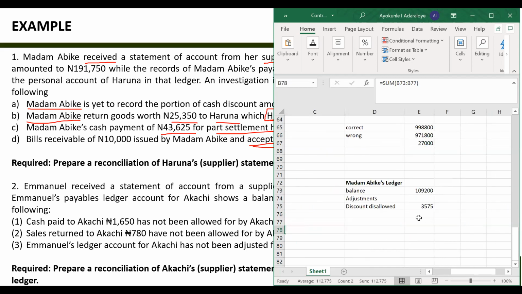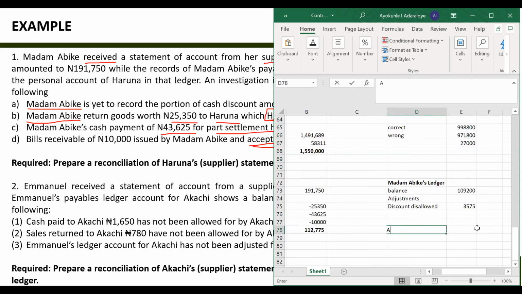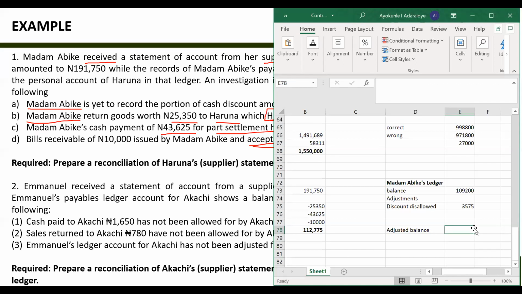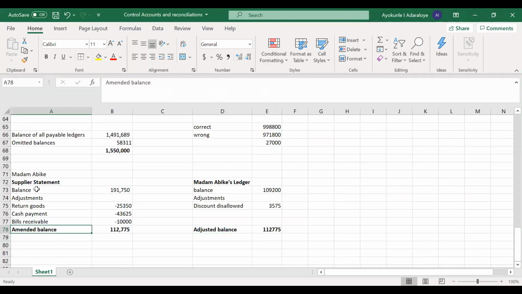Let's go to Madam Abike's side. Let's see if we will get the same. Adjusted balance. So this one I'll use amended balance. This one I'll use adjusted balance, so that you know that you can use any of the figures. Let's sum it together. Did we get the same answer? Can you see my screen? Can you see the answer?